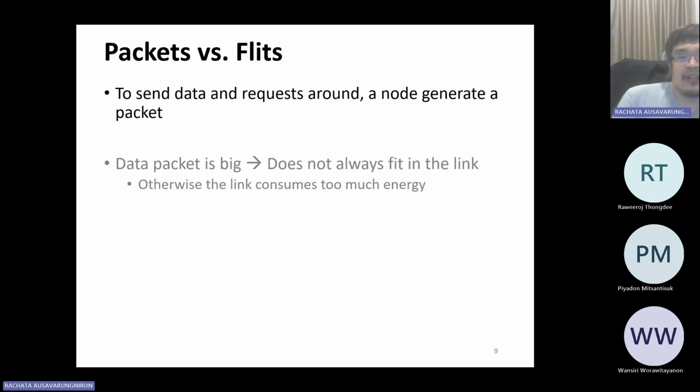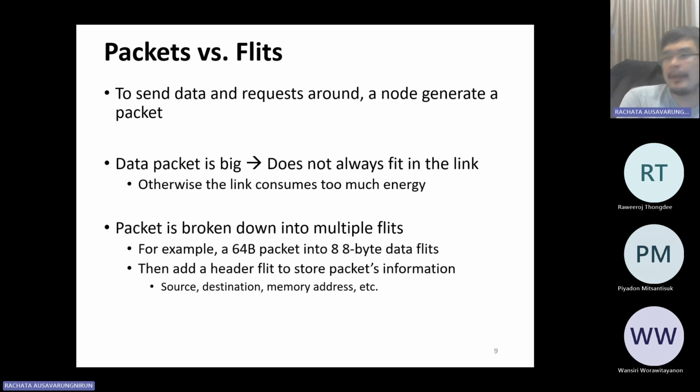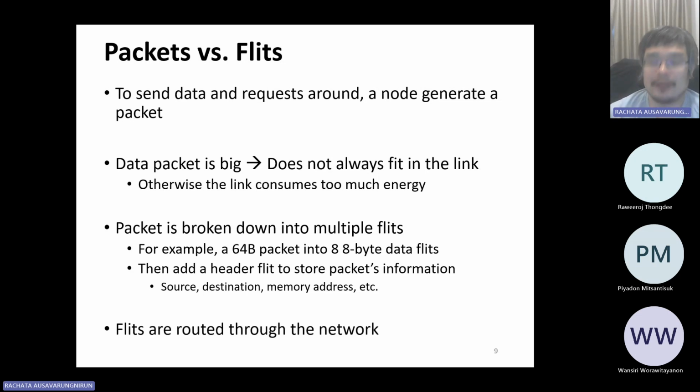So what we do these days is basically break the packet down into something called flits. Basically, think of a packet as a worm, and you slice the worm into smaller chunks. For example, a 64-byte cache line can be broken down into 8 chunks of 8 bytes of data flits. Then I add the header flit to say, hey, this is the information. This is where I'm from. It's where I want to go, and here's my address. And then I route the flits through the network.